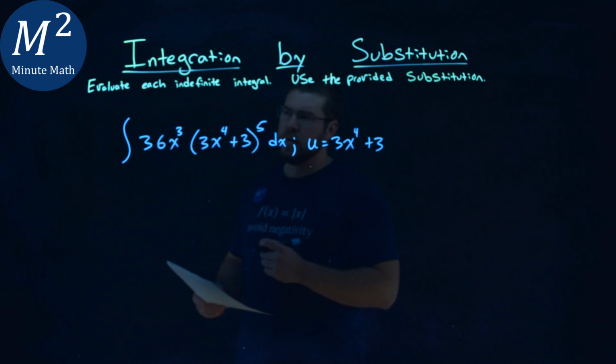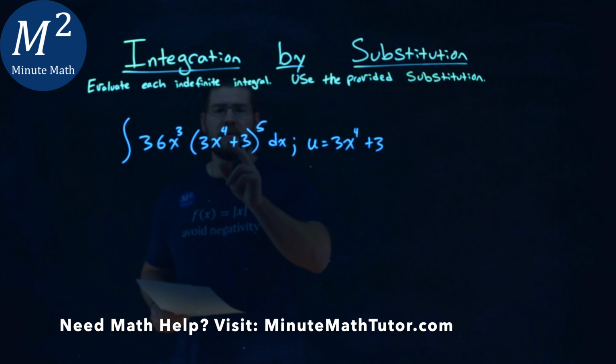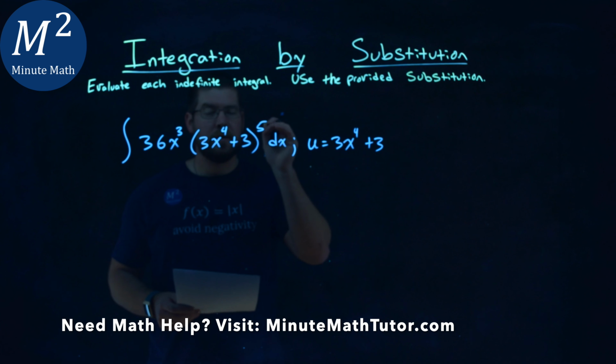We're given this problem right here, the integral of 36x to the 3rd power times 3x to the 4th plus 3 to the 5th power dx.